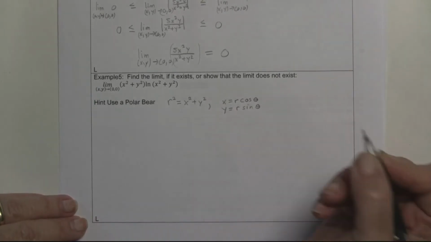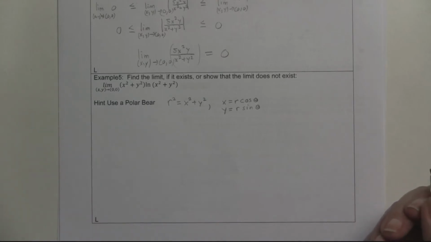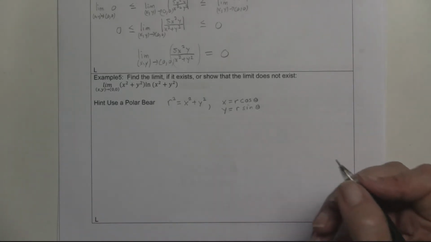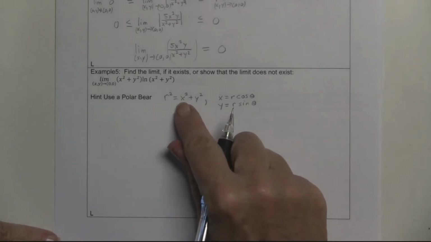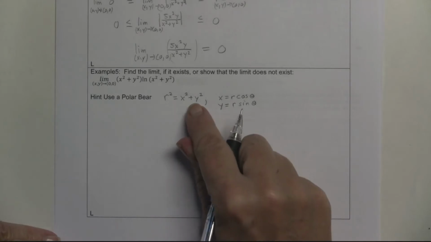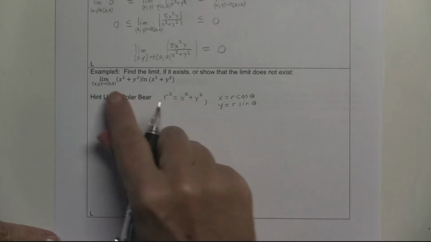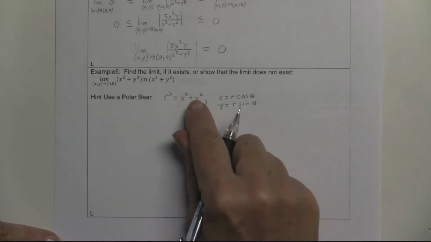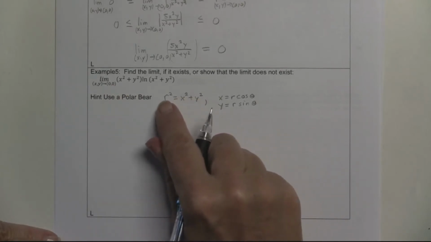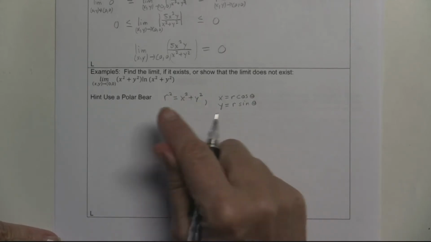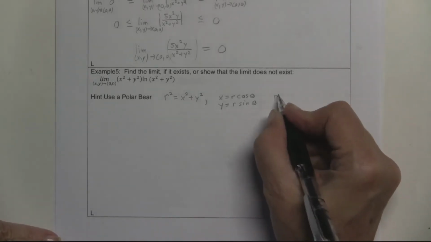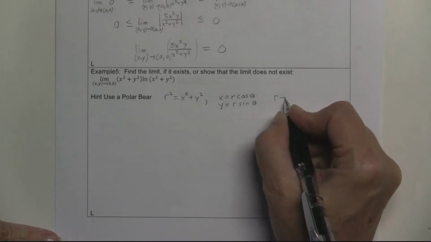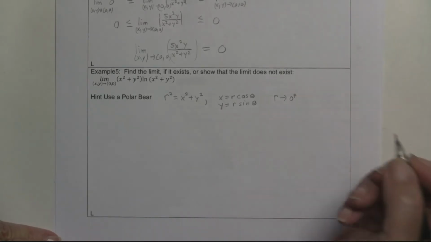Sometimes it would be necessary to use these. On this particular problem, the r squared equals x squared plus y squared is good enough. Because x squared is always positive and y squared is always positive, and we're getting closer and closer to 0, but because they're always positive, it's going from the positive side. And so that's the other hint that they make in your book, is that your limit, it's going to be r goes to positive 0.